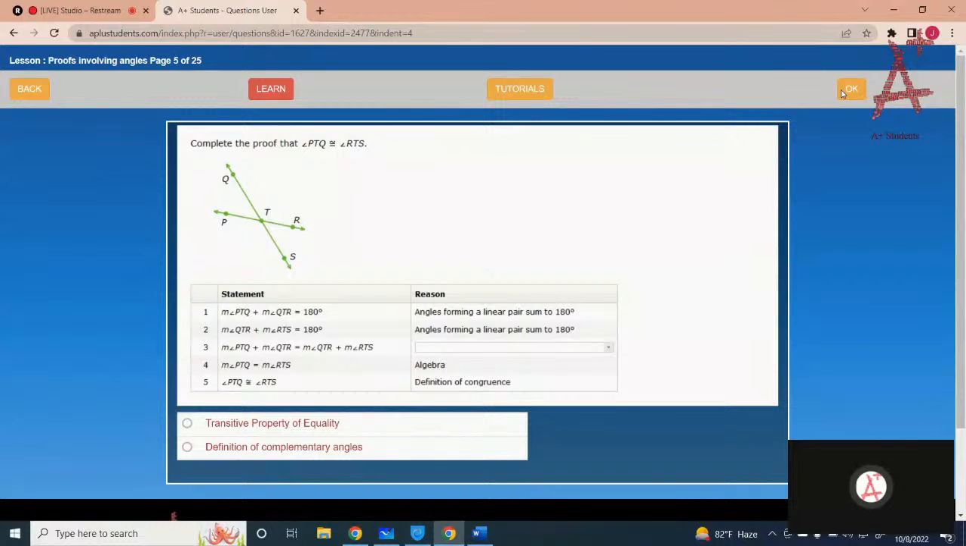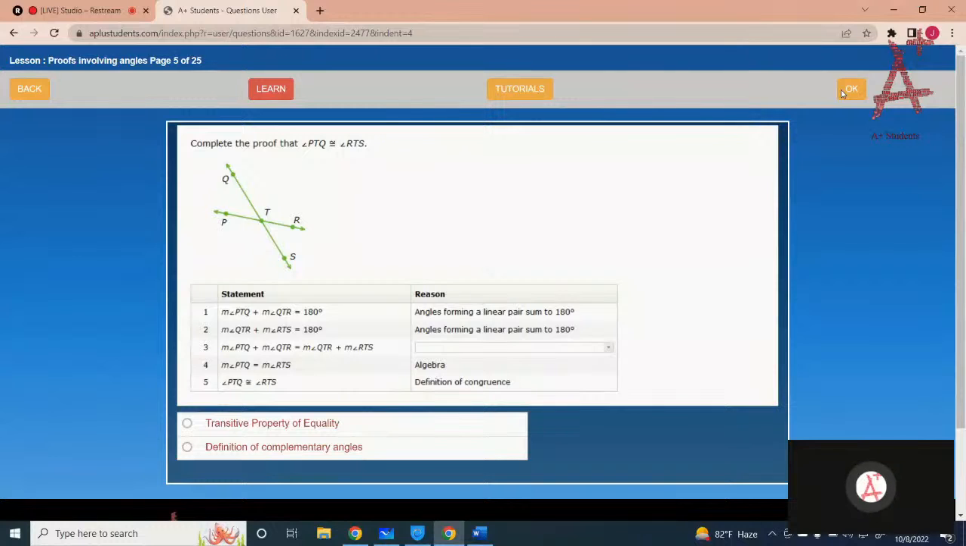Complete the proof that angle PTQ is congruent to angle RTS. So the measurement of angle PTQ and the measurement of angle QTR equals 180 degrees. And the same is the case for the measurement of angle QTR and RTS because they form on the same line.